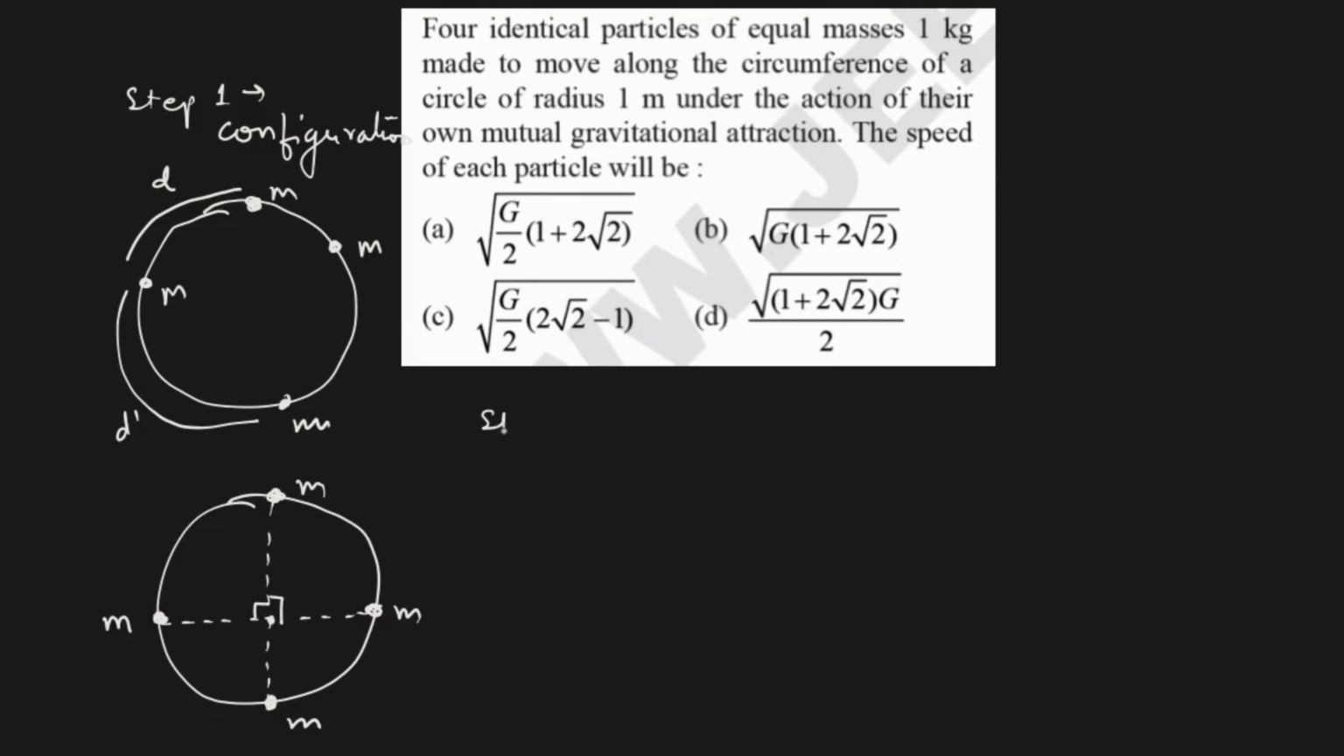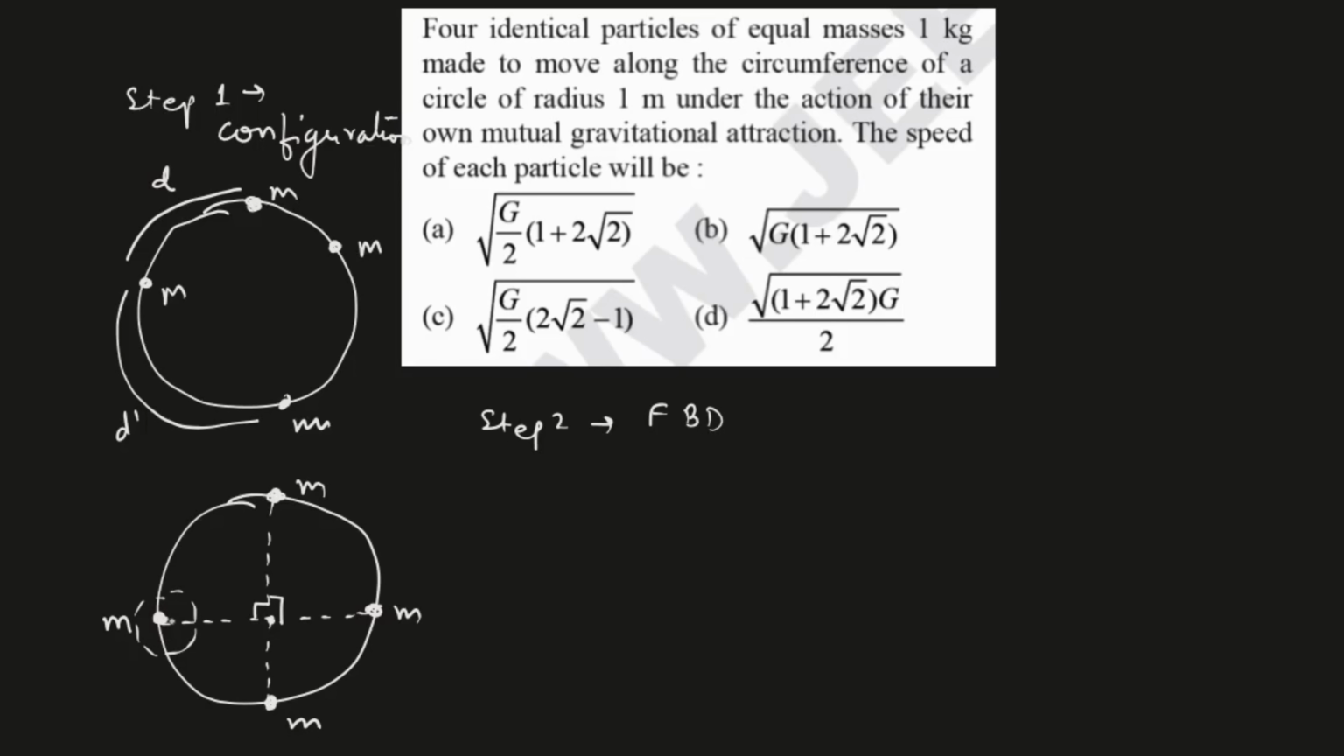The second step that we should be thinking about is drawing the forces, or FBD. Now it is given that these masses are moving under their own gravitational attraction. So all we have to worry about is the gravitational force. Now since the configuration is symmetrical, we can just focus on one of the masses. We don't have to individually think about each mass because the FBD, the free body diagram, is going to be similar. So let's focus on this mass.